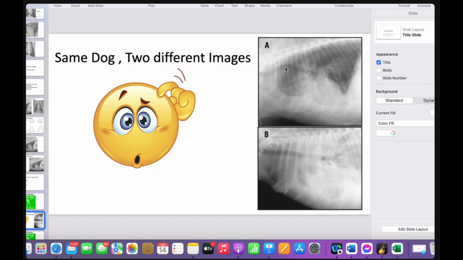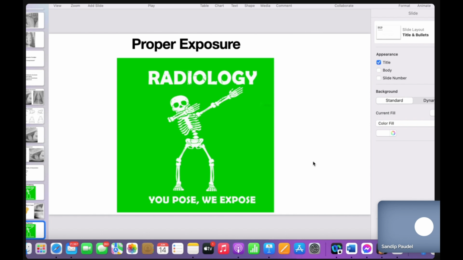It's because the neck is flexed downward, and in this image you can see the trachea is straight. So it's just the difference in one exposure, the head moved upward, and in one exposure, the head moved down. So you can see such a difference. You have to really understand, because the positioning is really important. Now we have to understand the exposure.